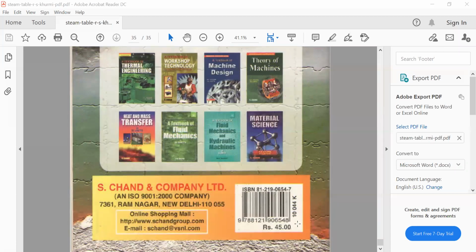The cost will be around 40 rupees only. Otherwise, I will share this book with you. You can practice the things. Okay.